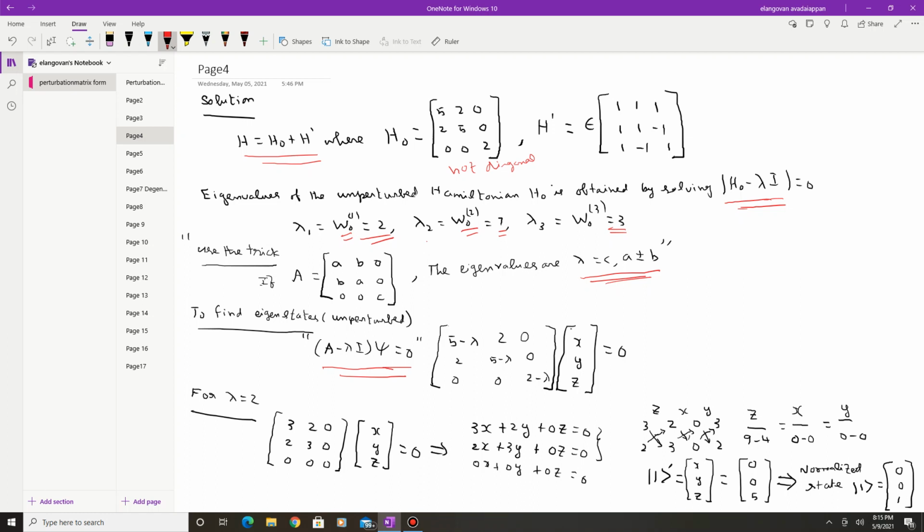So for the first eigenvalue, lambda is equal to 2. This matrix becomes like this, and this is x, y, z. And once you take this row multiplying the column, you will get this expression. So this is the first expression. Second row multiplied with this column, you will get the second expression. And the third row multiplied with this one, you will get this expression. Now here, let us solve this equation.